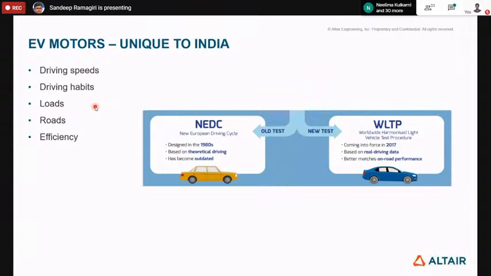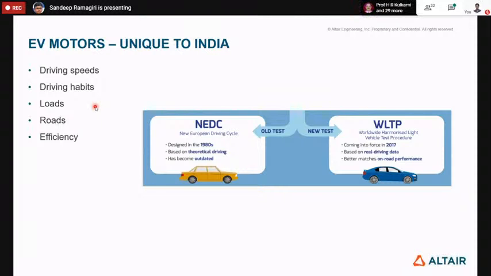You can see here there are two duty cycles. One is the New European Driving Cycle, which is coming from theoretical data. A duty cycle is nothing but three-dimensional data, where in one dimension we have time, in another dimension we have torque, and in another dimension we have speed. So this data for NEDC is a theoretical driving cycle.